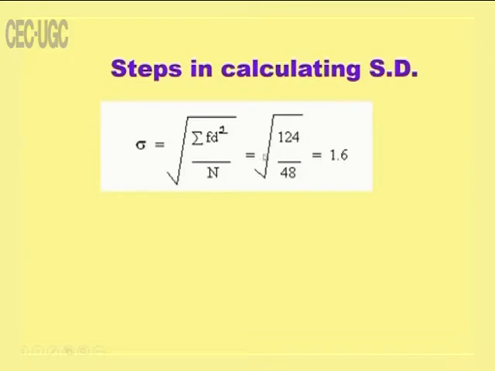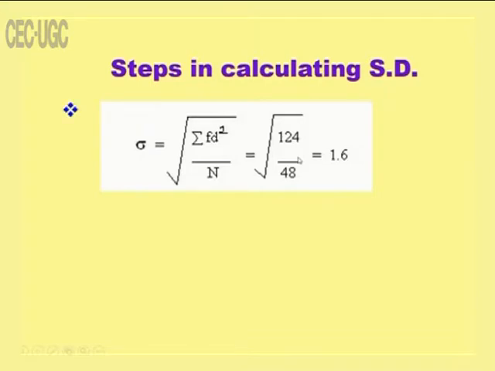Now, what is the formula? Square root of summation f d square by n, and that is equal to the summation of f into d square, that is 124 by n, 48, and therefore that gives you 1.6. Therefore, the standard deviation of this data set is equal to 1.6.